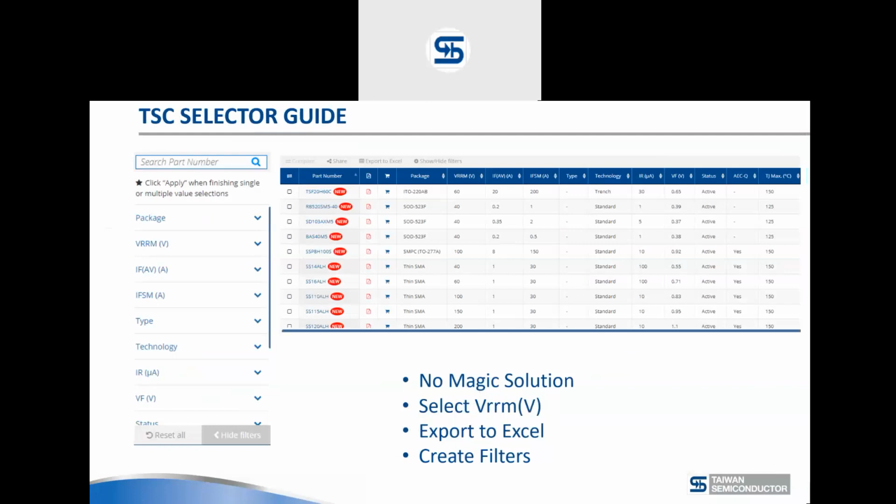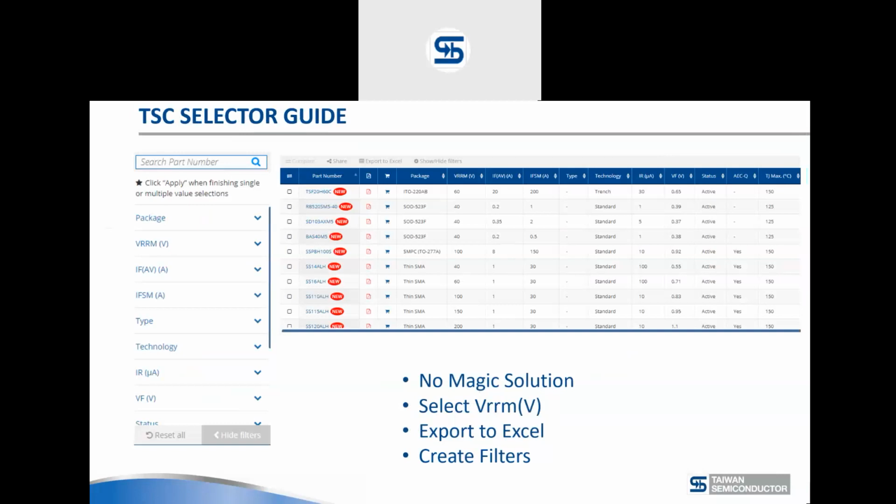So how do you go about selecting one? This is not so easy anymore. There are too many part names, and so there is no magic solution in this case. But I always select the breakdown voltage first, let's say 60 volt. You need a 60 volt diode or a 40 volt diode or something like that.